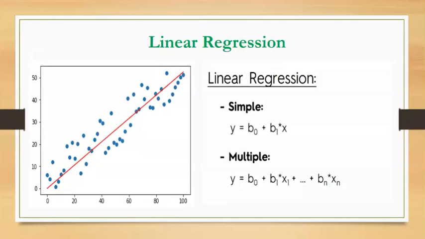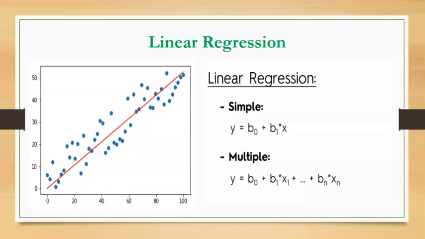Linear regression. Earlier we talked about classification, where your target variable is a categorical variable. In regression, the target variable is continuous. So we will be predicting the value of a variable based on the values of the variables on which it is dependent.